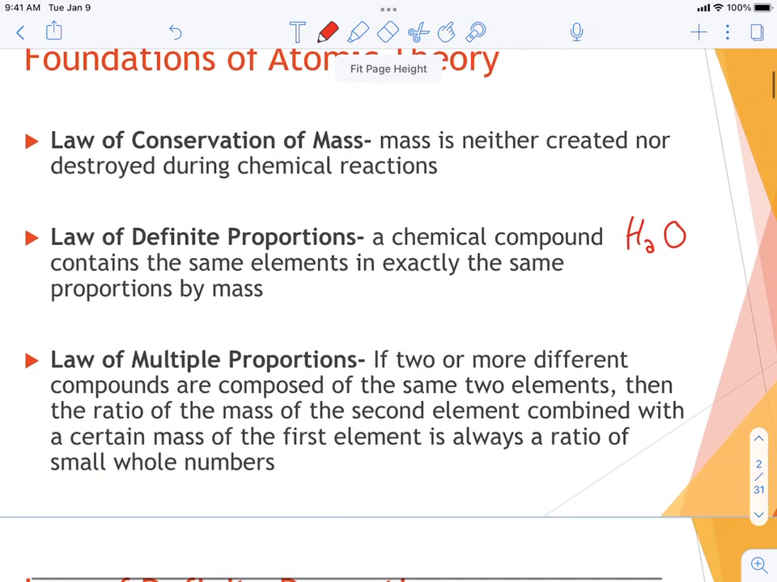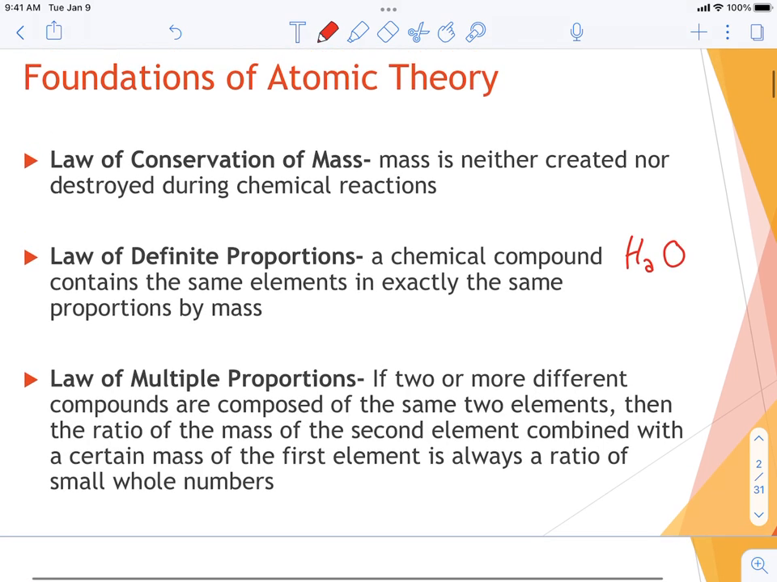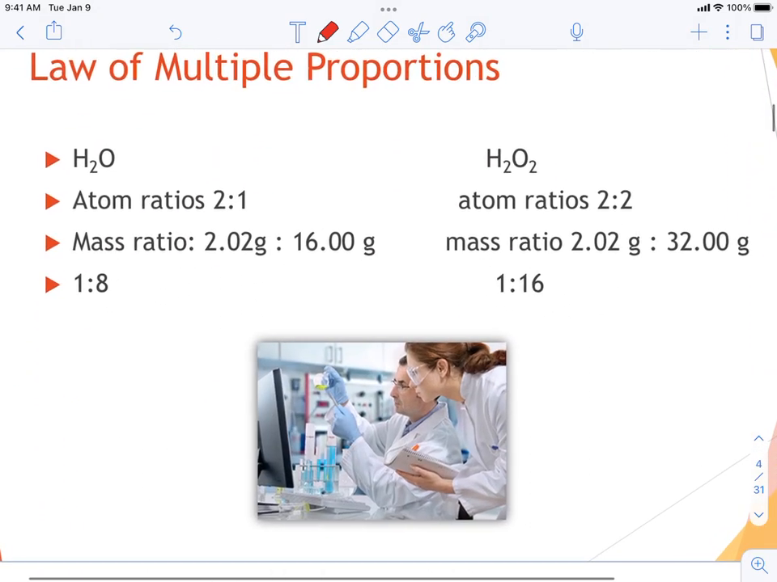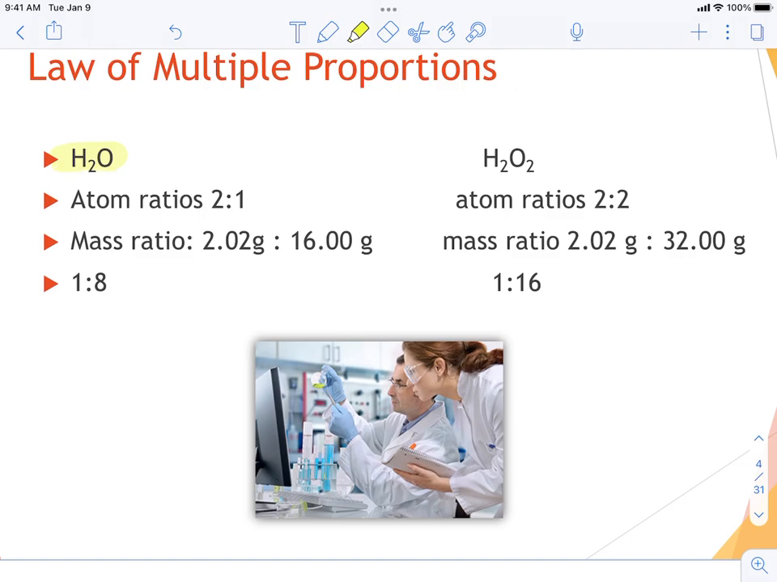The third law, which is a wordy law, but it is important. It says if 2 or more different compounds are composed of the same 2 elements, the ratio of the mass of the second element combined with a certain mass of the first element is always a ratio of small whole numbers. So an easier way to remember this law, it says about 2 or more different compounds having the same elements. So if you go 2 slides over, the 2 compounds I chose to illustrate this, water and something you have at home in your medicine cabinet, hydrogen peroxide.